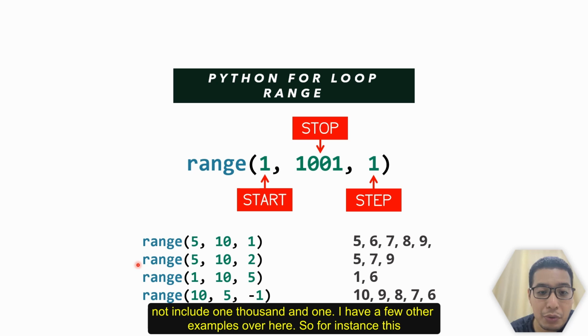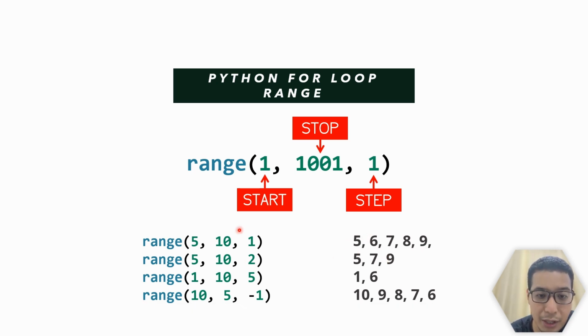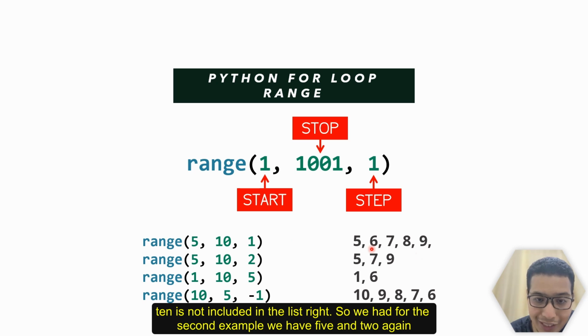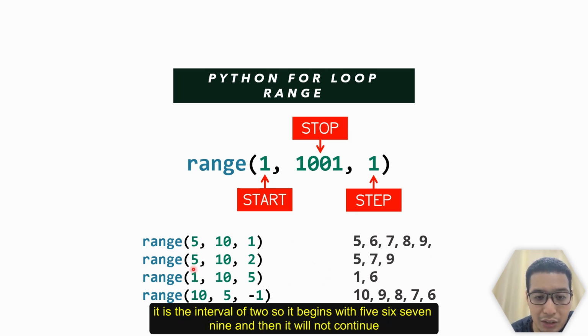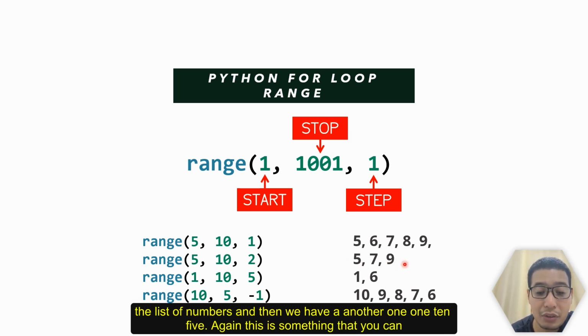I have a few other examples over here. For instance, this is range 5, 10, 1, which means it begins with 5 and then it ends at 9, because 10 is not included in the list. For the second example, we have 5, 10, 2. Again, it is the interval of 2. So it begins with 5, 7, 9. And then it will not continue because we want to stop when it reaches 10. So 10 is not included in the list of numbers.